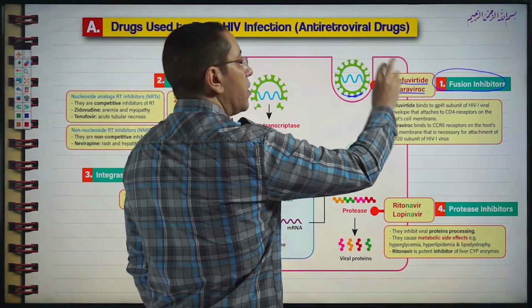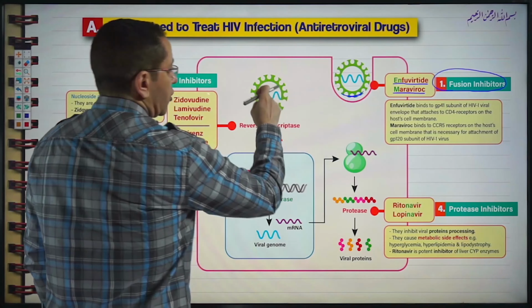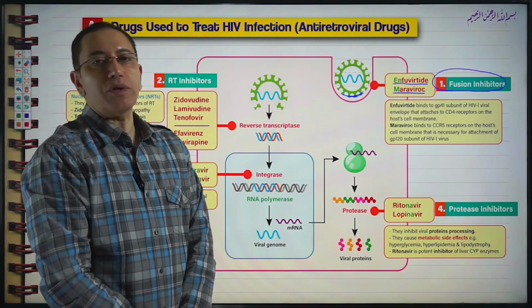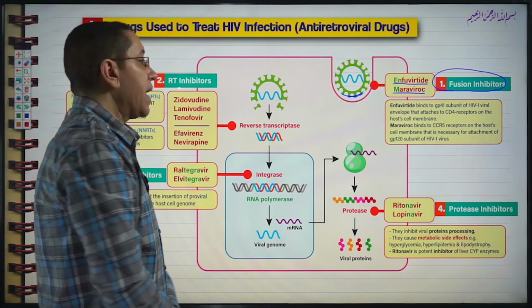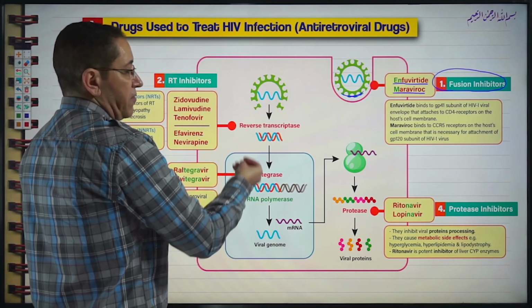This family is specific for the HIV only. Let's move to the next step, the uncoating. In the HIV, we don't have any drugs that interfere with the uncoating. We don't have any drugs for this step, thus we will skip it. However, we still have the large chunk, the step of the replication.